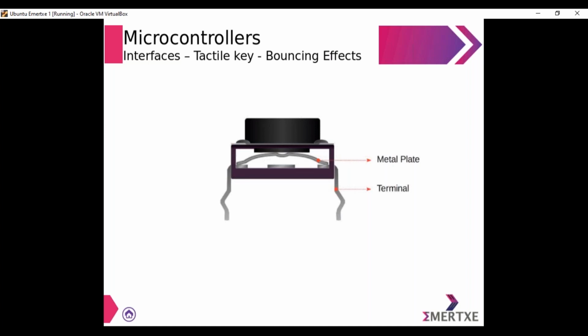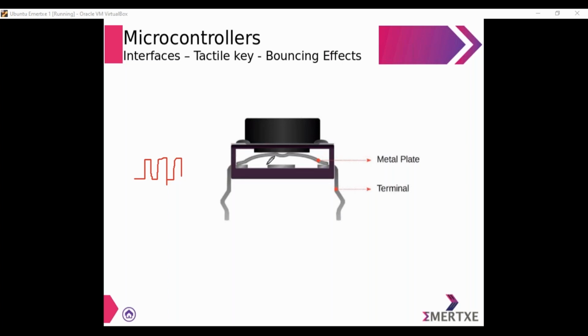When you apply pressure on this metal plate, it will not make the connection at that moment itself. So small pulses are formed. Connection may get formed, connection may not get formed. Again connection may get formed, connection may not get formed. Like that, due to the vibration, the connection is not definitely made the moment you press the switch. It will take a few milliseconds to give the constant signal.